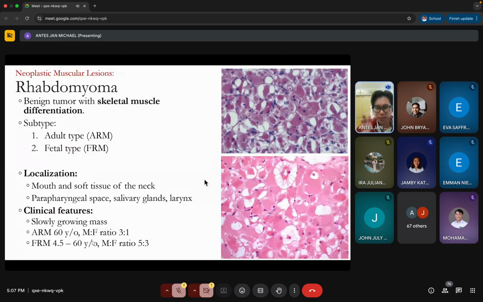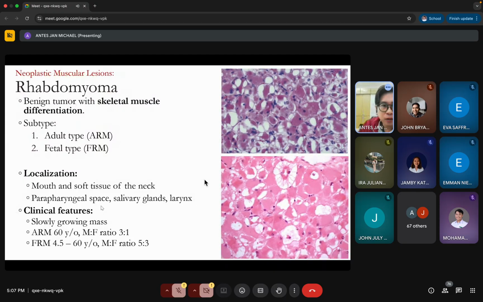FRM. Okay, the range is very huge because it can occur in patients as young as 4 years old, and as high as 60 years old. So that's how you will differentiate the adult and the fetal type according to its age predilection. Kids as young as 4 years old may develop the fetal type rhabdomyoma.